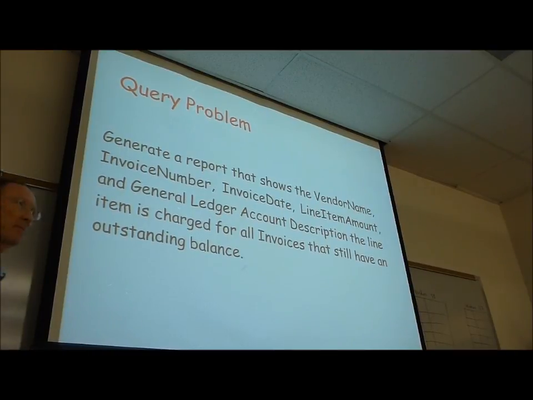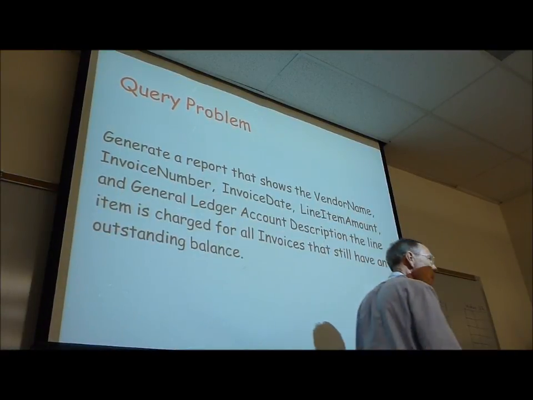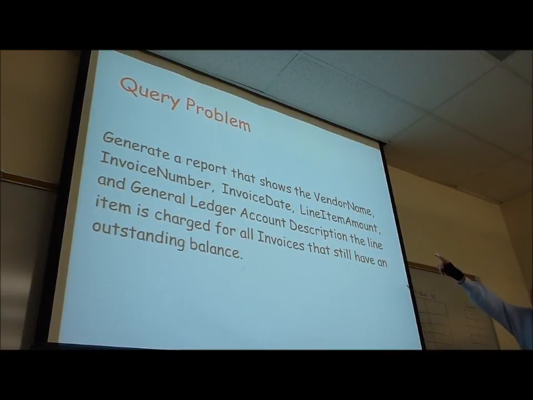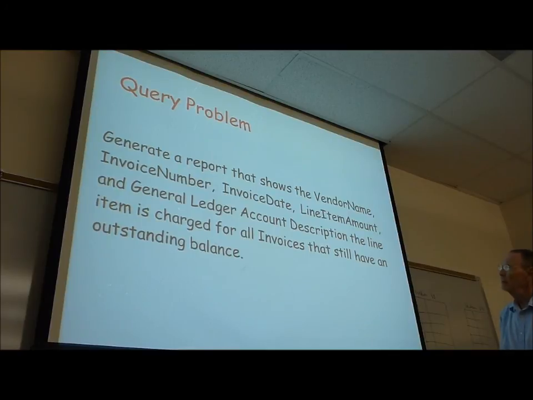All right, let's look at another one. Now this one's going to be a real multi-table query. I'm going to generate a report that shows the vendor name. I'd like to have the vendor name, invoice number, invoice date, line item amount, general ledger account description, line item chart. Wow. Okay, back to our approach.